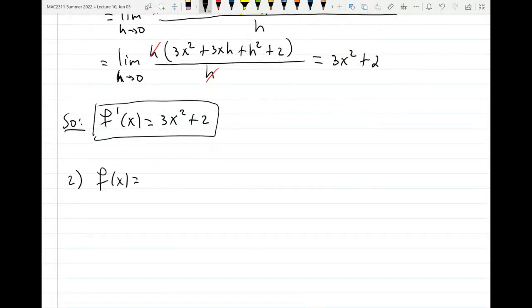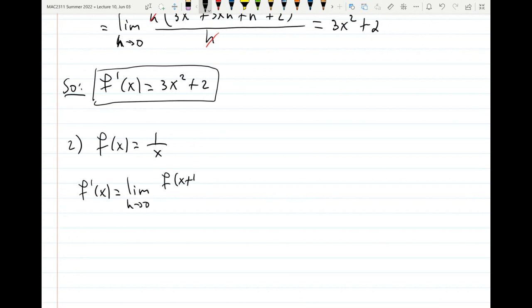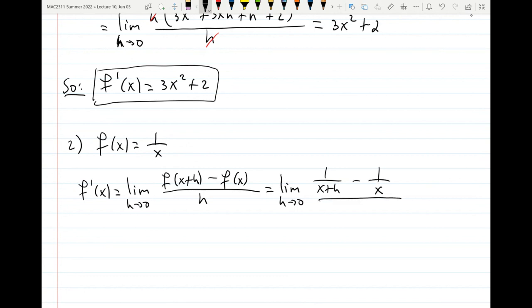So let's look at the other function, 1 over x. Again, we want to find the derivative. This would be the limit as h approaches 0 of f of x plus h minus f of x over h. So f of x plus h, that's 1 over x plus h. f of x is 1 over x, over h. Again, this is a 0 over 0 situation.